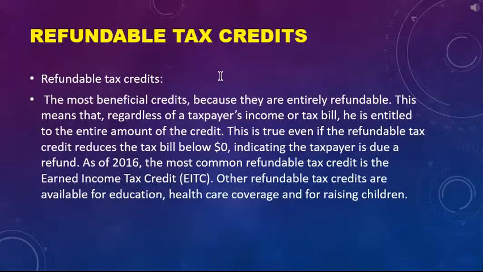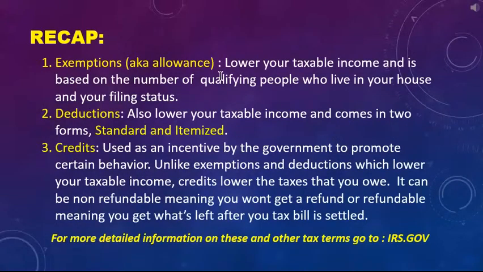Now, let's do a quick recap. Number 1, exemptions, also known as an allowance, lower your taxable income and are based on the number of qualifying people who live in your house and your filing status. Number 2, deductions also lower your taxable income and come in two forms. You've got your standard for people who don't have a lot of expenses, and you got your itemized for people who do have a lot of expenses, and particularly people who own houses.